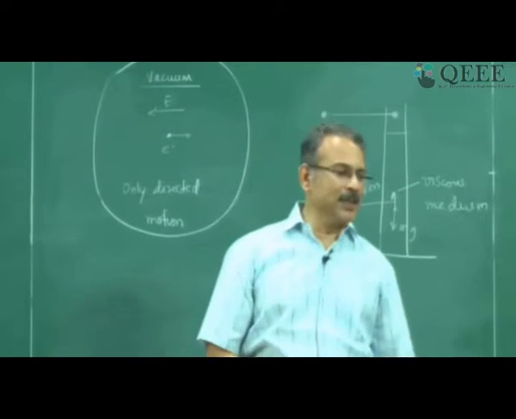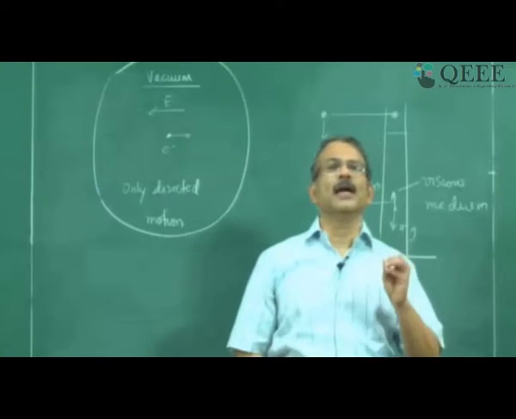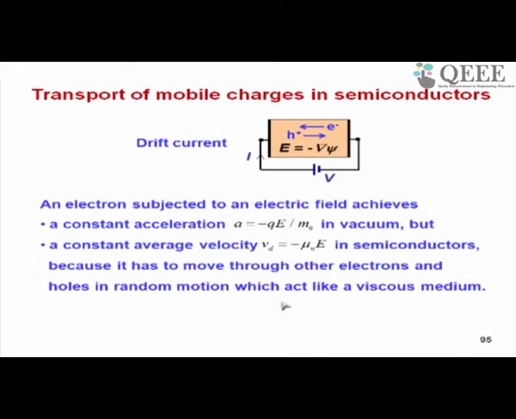The same thing happens for an electron in a crystal or in a solid, because it is moving through other electrons and holes which act like a viscous medium, which act like friction. Therefore the electron achieves a constant velocity. So when you show a picture like this, in which random motion is not shown even though it is there, you are trying to show that constant velocity that is achieved by the electron, the directed velocity. So you are trying to show only the directed part of the picture.